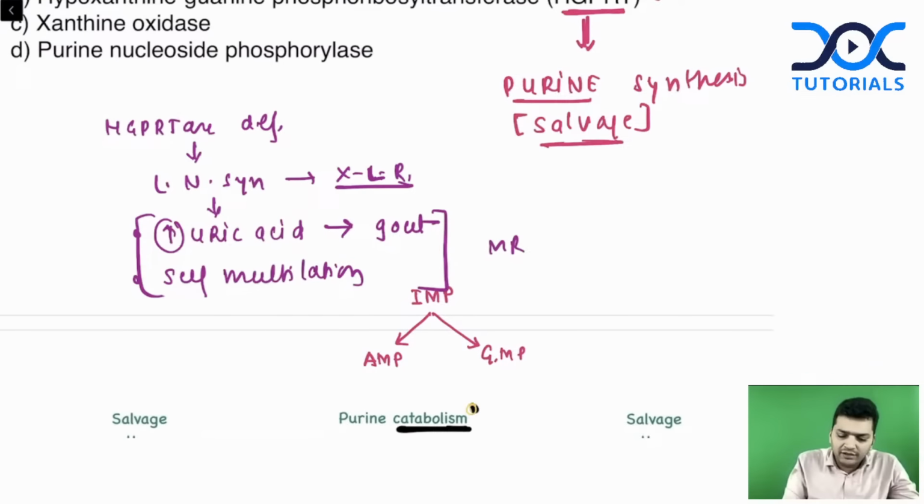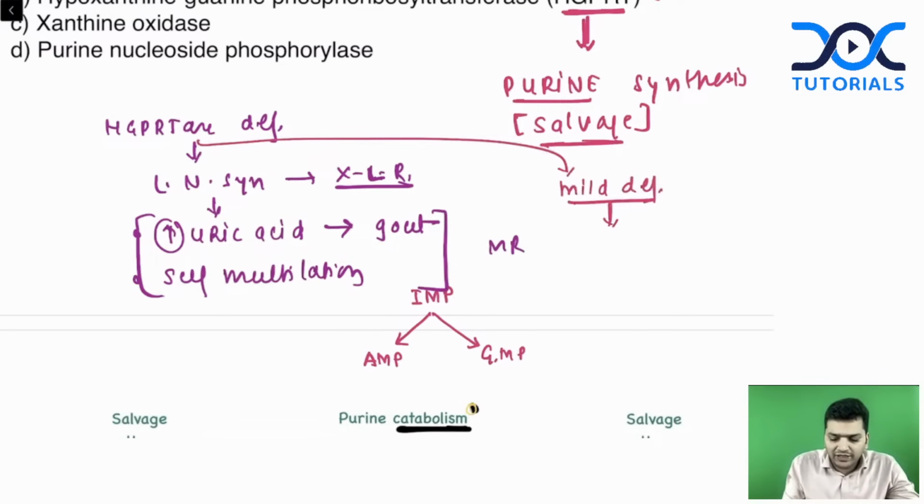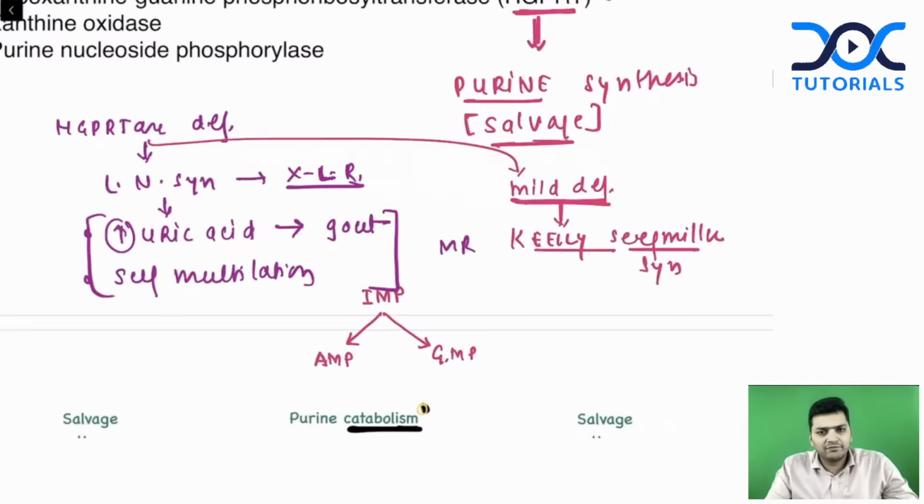Now, can you tell me, if there is a partial deficiency, or I can say mild deficiency, of HGPRT, what is the name of that disease? Pure deficiency is Lesch-Nyhan. Mild deficiency is called what? It is called Kelley-Seegmiller syndrome. It is going to be very similar to Lesch-Nyhan, but it's going to be a milder version because there is a mild deficiency of HGPRT.